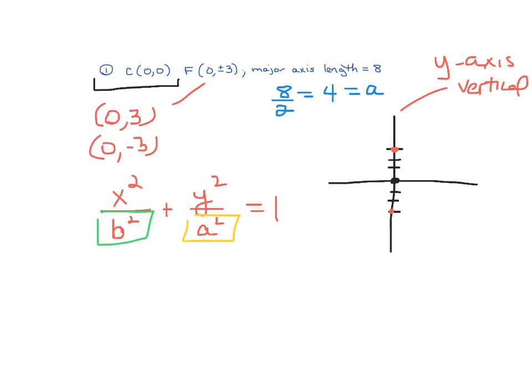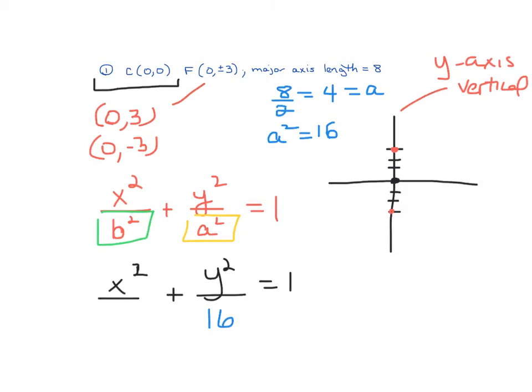Now, I don't need a for my formula. I need a squared, so I can square the 4. So far I found part of my formula. I found a squared. So far, I've got this part. This stays here. The plus sign stays. X squared changes, or stays. And now I need to find b squared.